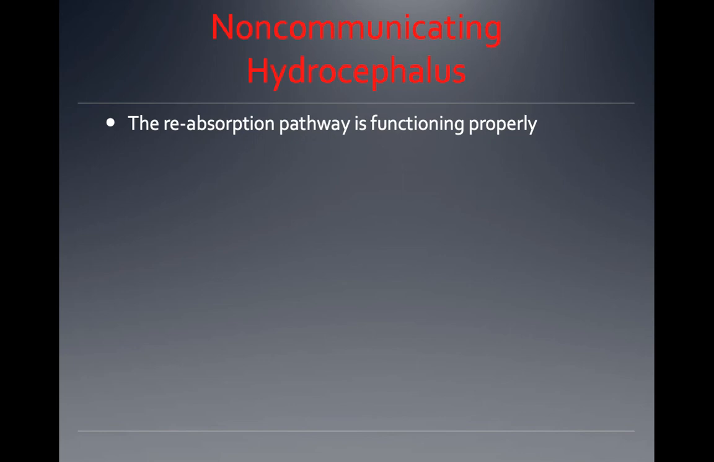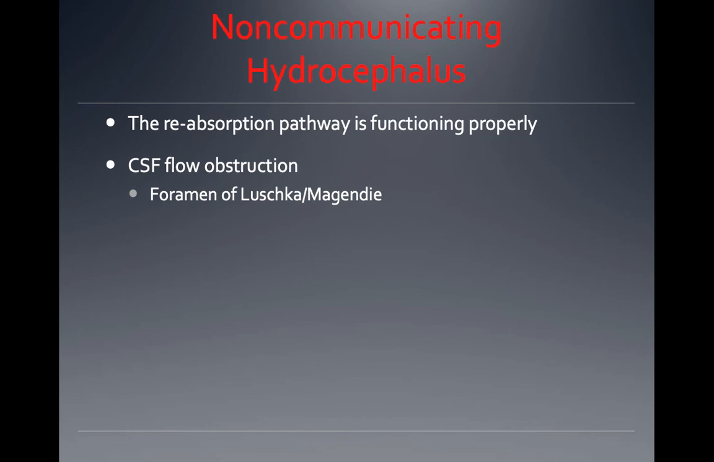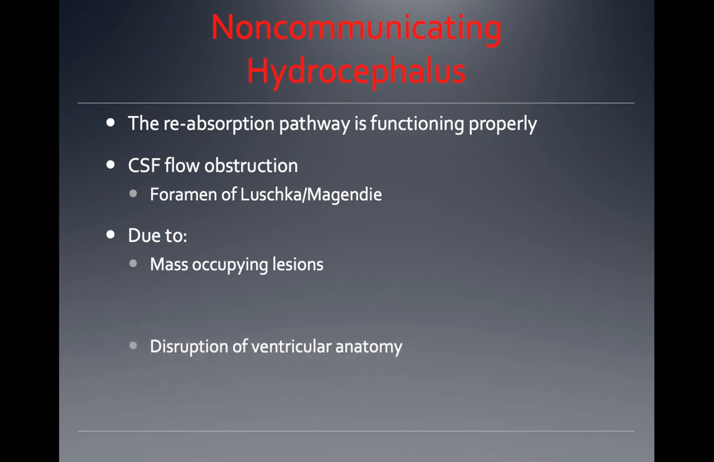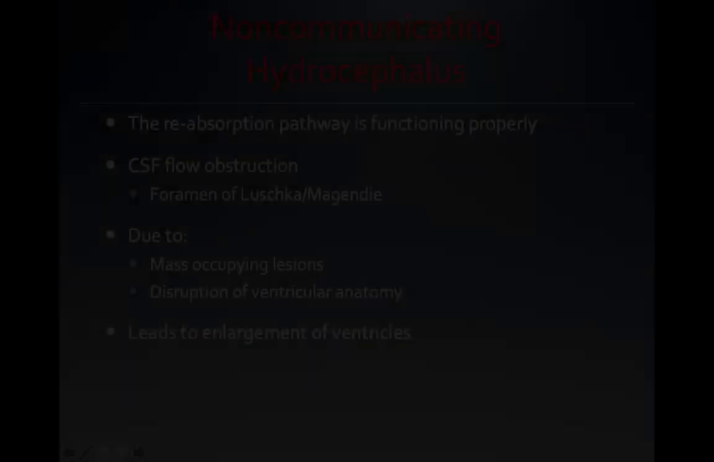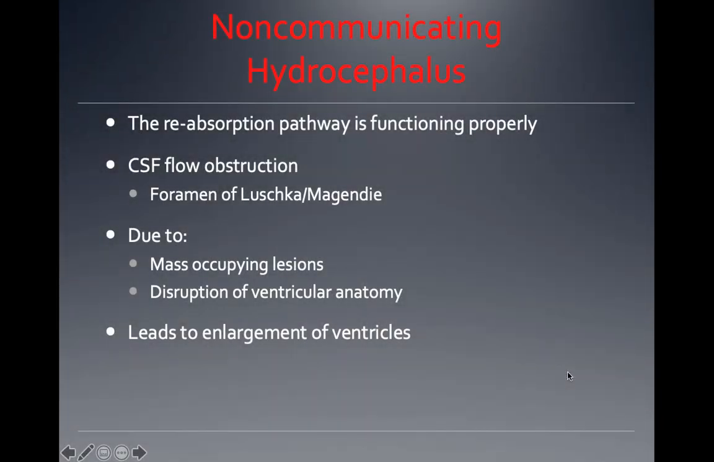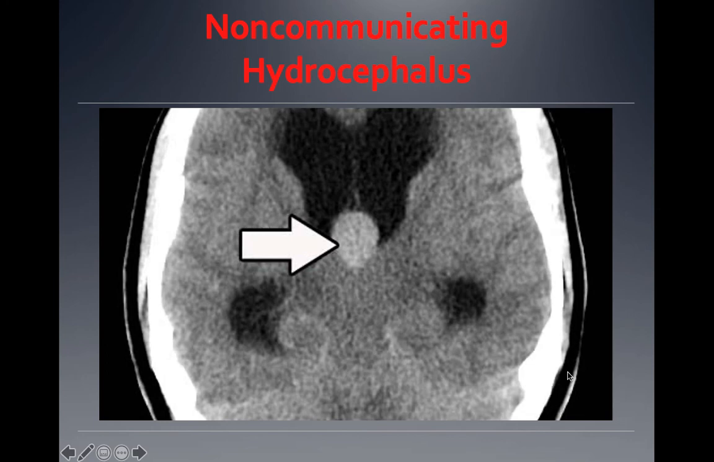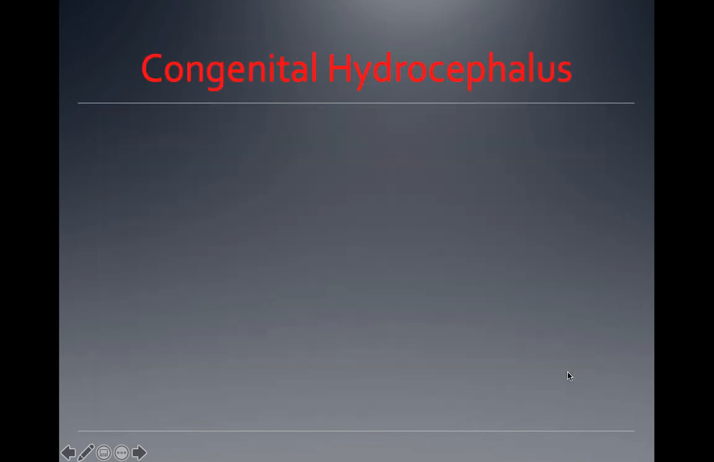Non-communicating hydrocephalus, the reabsorption pathway is functioning fine, but cerebrospinal fluid flow is obstructed. And remember, we talked about the foramen of Luschka and Magendie, and so we have this region that is blocked. And this is usually due to some kind of lesion or mass occupying this region, or there can be some anatomy issues that have occurred. So this leads to enlargement of the ventricles. And so you can see in this picture, the arrow is pointing to a mass that causes this non-communicating hydrocephalus, and the ventricles obviously are very enlarged.